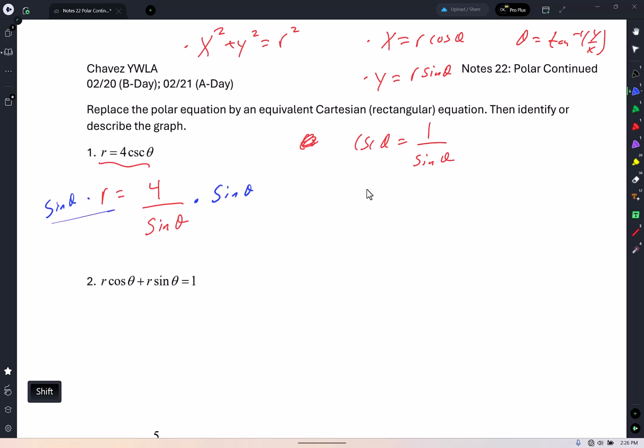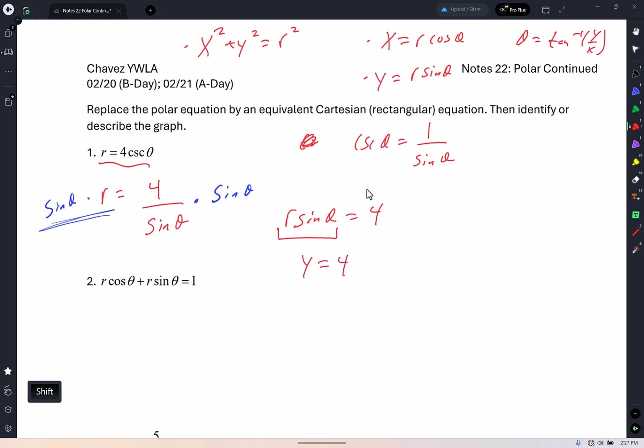Times sine theta, times sine theta. Why'd you do that? Because I recognize, look what you have on the left-hand side. When you multiply that, you're going to have r sine theta equals 4. What does r sine theta equal? y. So this is y equals 4.